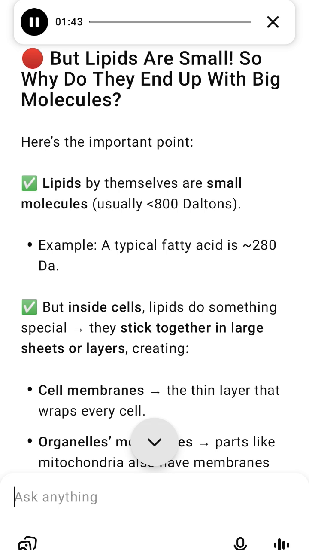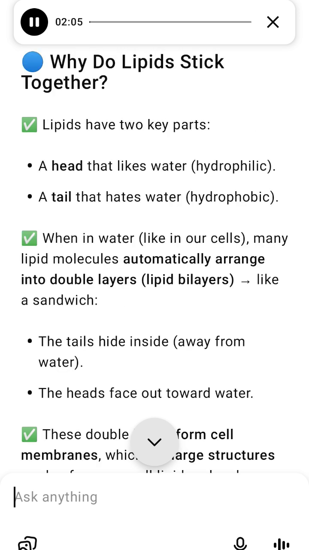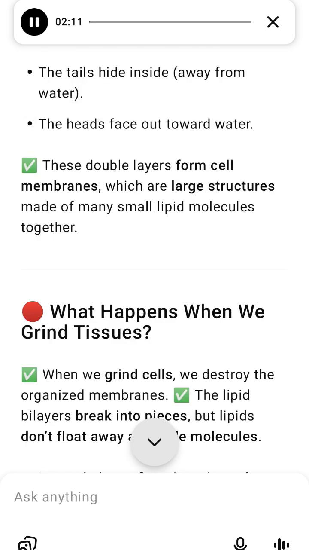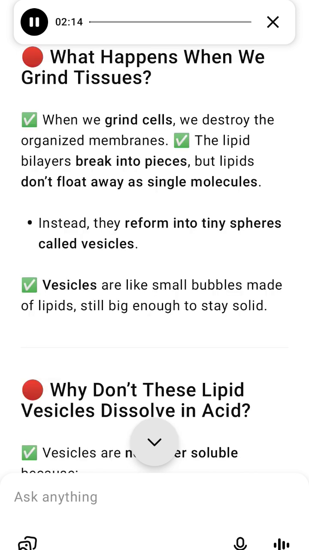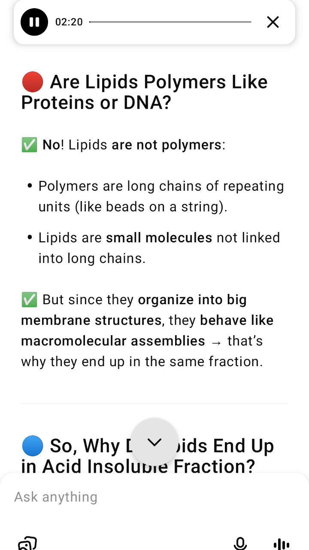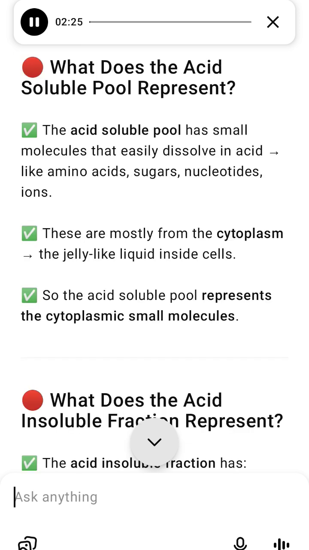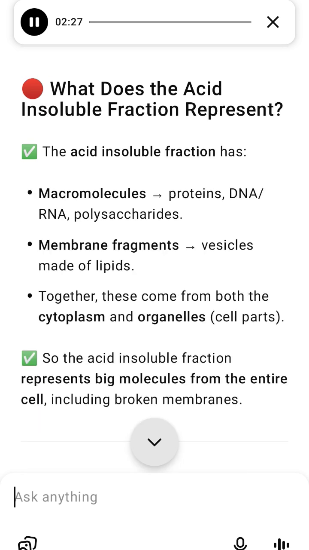Cytoplasm versus organelles. The acid-soluble pool represents small molecules found in the cytoplasm of the cell. The acid-insoluble fraction contains both the macromolecules from the cytoplasm and organelles and lipid vesicles formed from broken membranes. The chemical composition of living tissues. When you combine both fractions, the acid-soluble pool and the acid-insoluble fraction, you get the full chemical composition of a living tissue. Water is the most abundant chemical in living organisms, making up 70 to 90% of the cell's weight. Other chemicals include proteins, nucleic acids, carbohydrates, lipids, and small molecules.